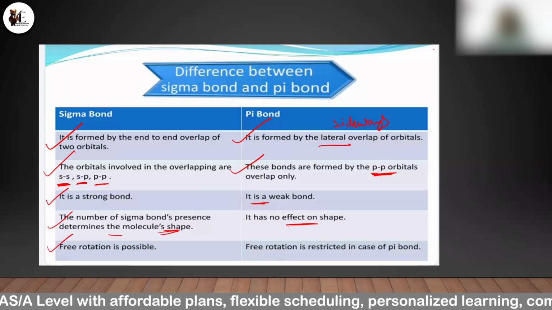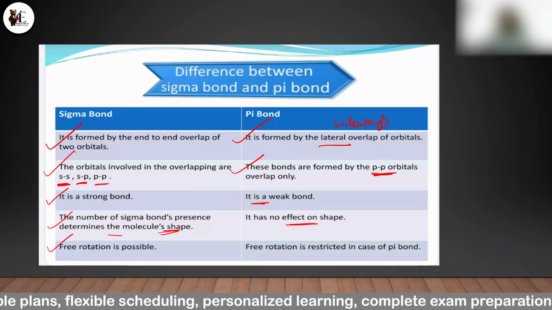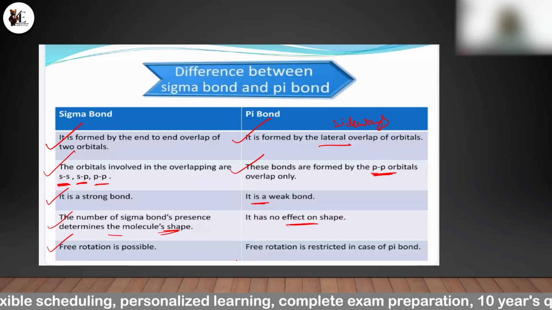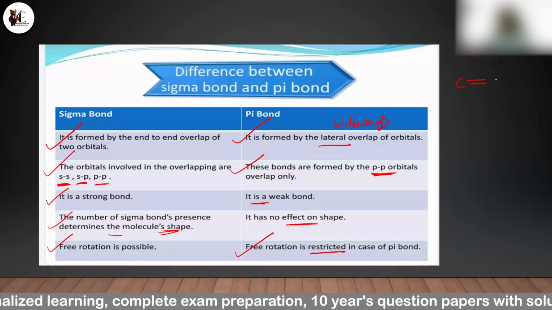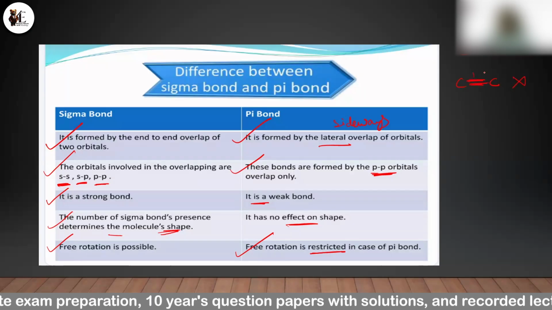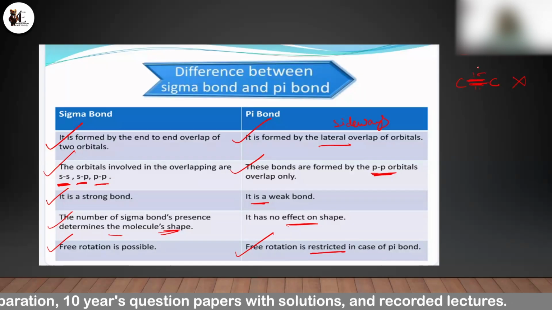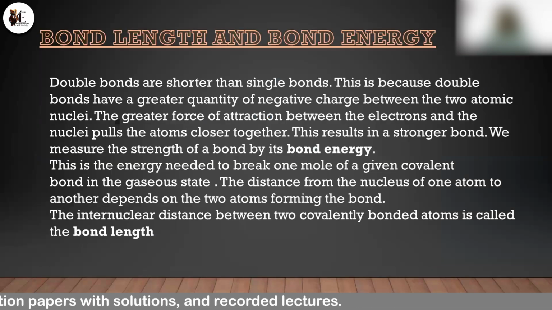Free rotation is possible. Okay, carbon-carbon free rotation is possible. That means if there is a sigma bond, then you can easily rotate this bond. But if you have a pi bond, then free rotation is restricted. You cannot rotate this bond. This bond is not rotated because here is a pi bond, one sigma and one pi. So free rotation is not possible in case of pi bond. Okay, I hope these differences are clear.